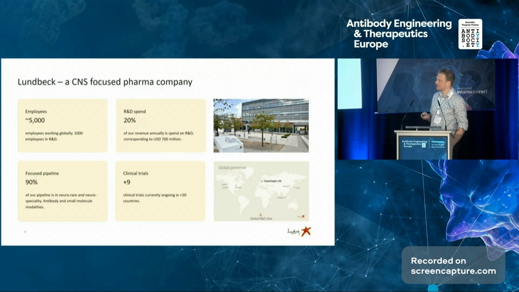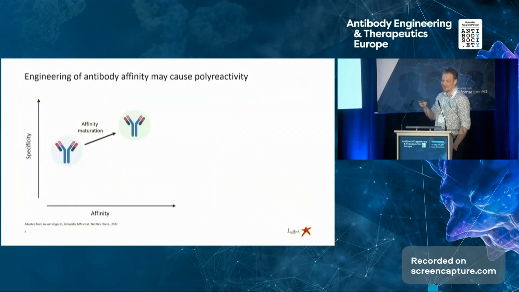So this is our commitment. Our pipeline is 90% focused into neuro-rare and neurospecialty indications. We do both antibody and small molecule modalities, and we have 9 clinical trials ongoing. 5 of these are on antibodies, and this is of course just the tip of the iceberg. We do a lot of engineering work in research, and among other things, we do of course affinity maturation.